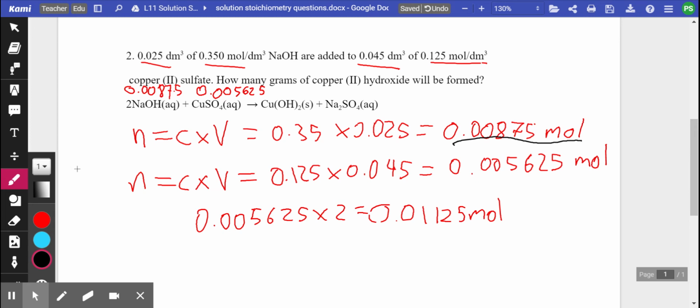Okay, so this is the limiting reagent. Connect to the second part of this video to see how we move on to the next step.